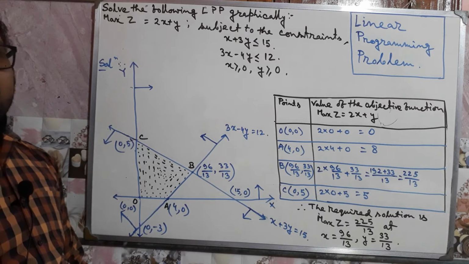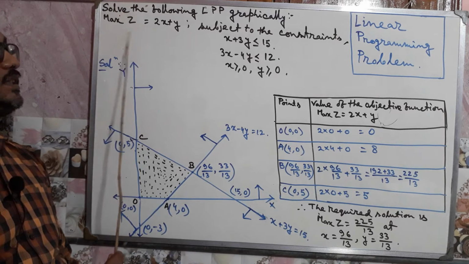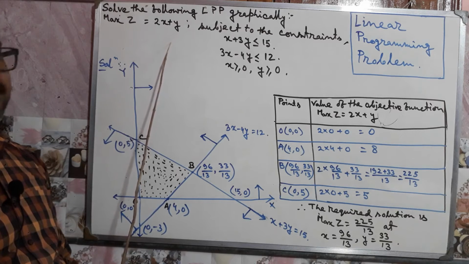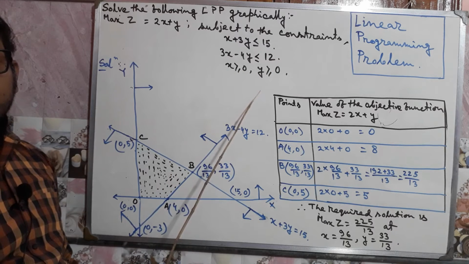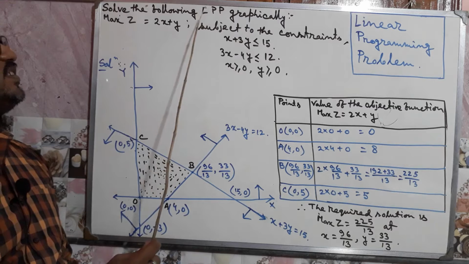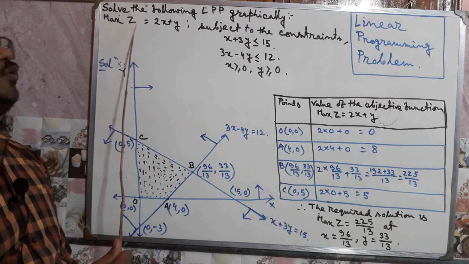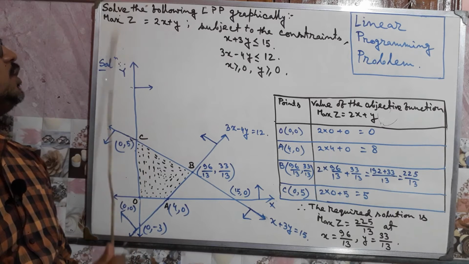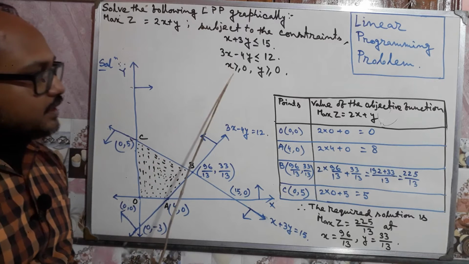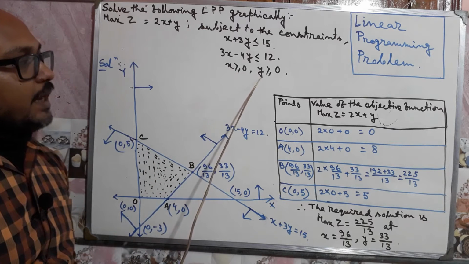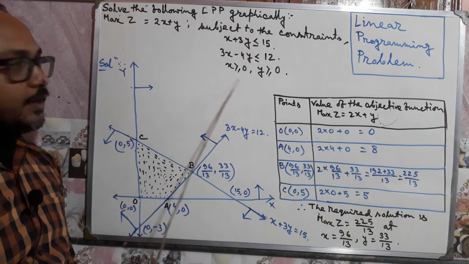Now this max z equal to 2x plus y is known as the objective function, and these are the constraints, that is the conditions to solve this LPP, the conditions to find the maximum value of this z, that is 2x plus y. So this is the objective function, these are the constraints, and x greater than or equal to 0 and y greater than or equal to 0 are known as non-negative constraints.